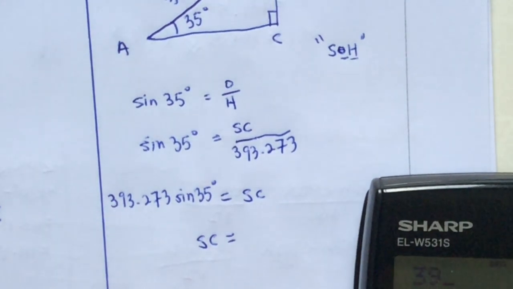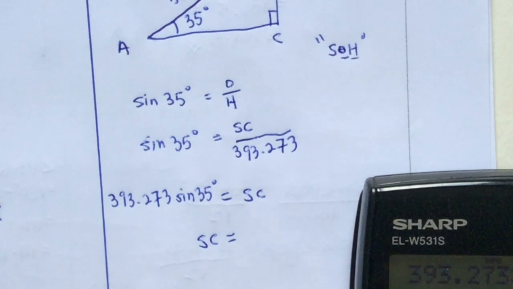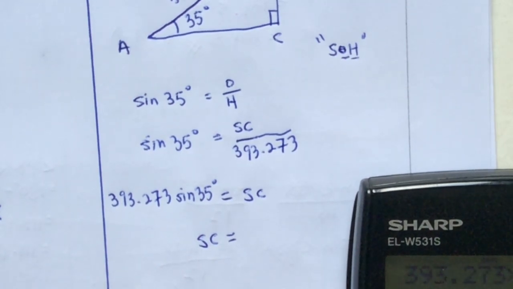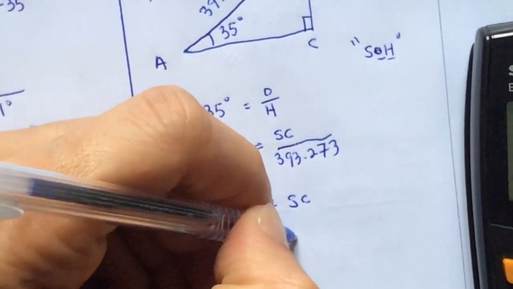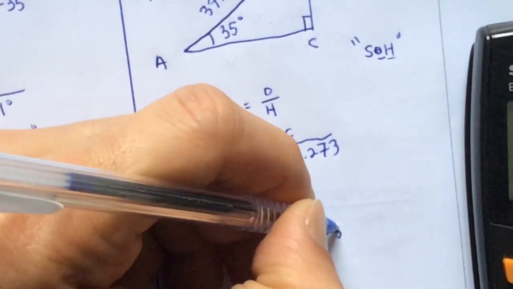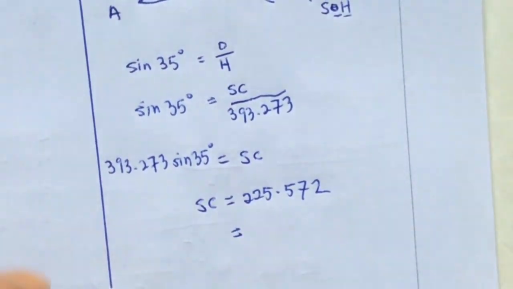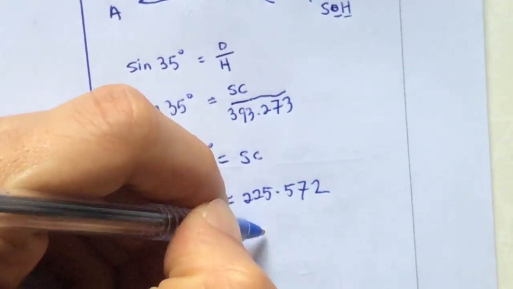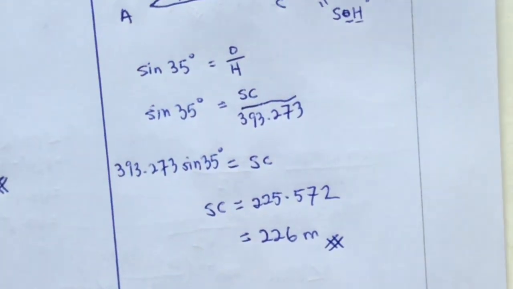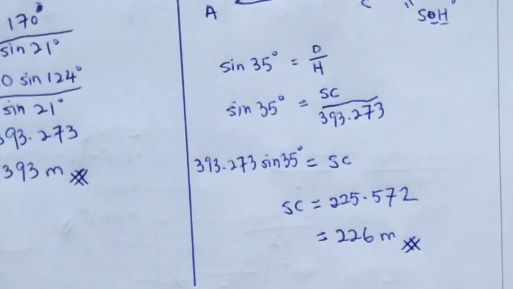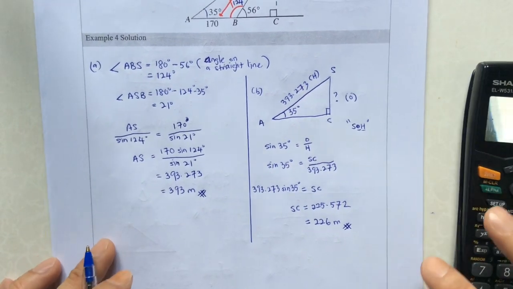So 393.273 times sine 35. So the answer is 225.572. To three significant figures, I will get the value of 226 meters. So that will be the value of the perpendicular distance.